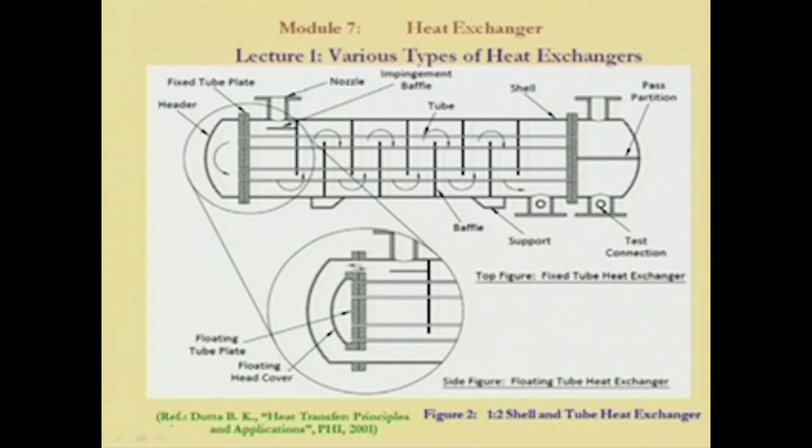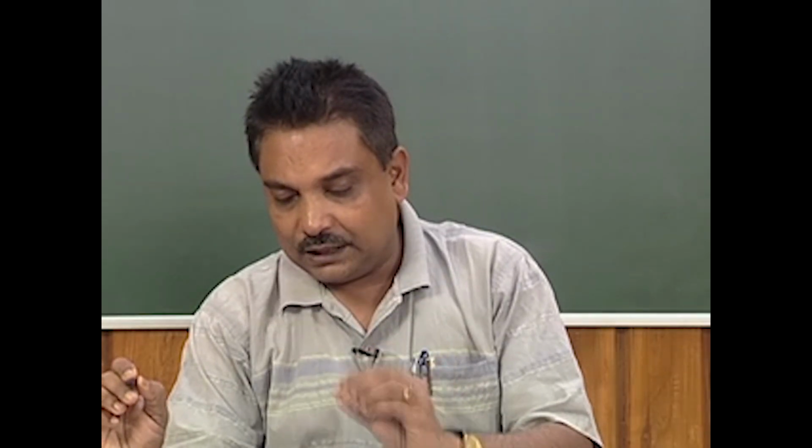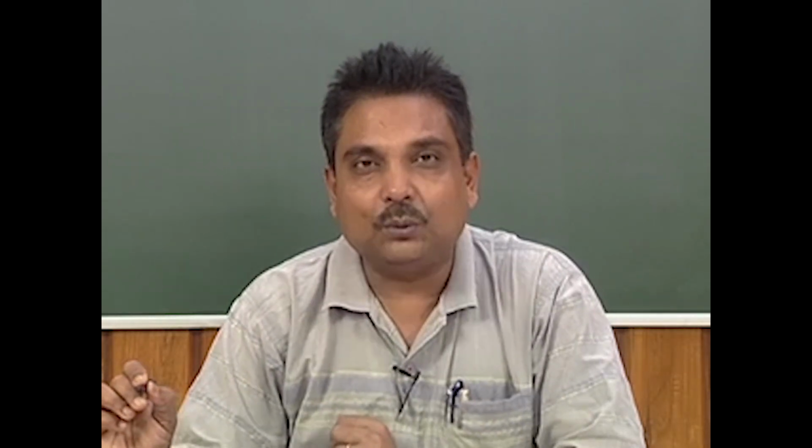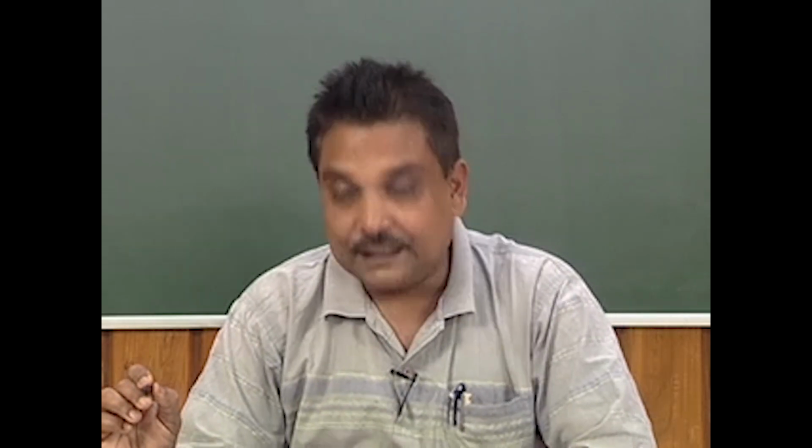This diagram shows a typical shell and tube heat exchanger, which is most commonly used in chemical process industries. We feel that a chemical engineer should be very comfortable with the design, with all the parts, and all the issues related to shell and tube heat exchangers. So it should be discussed in detail, and we will try to discuss it in a little more detail.